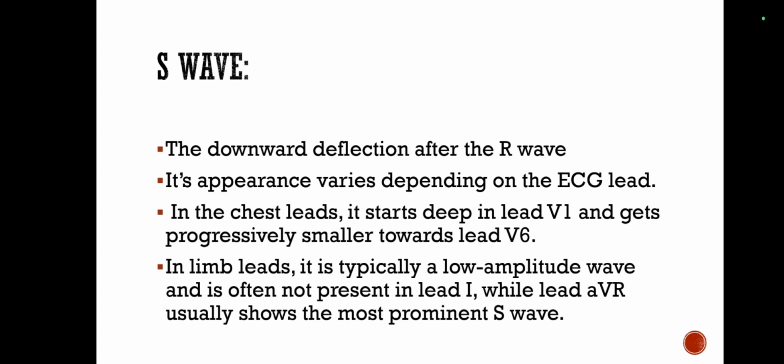The next one is the S wave. The downward deflection after the R wave is the S wave. Its appearance varies depending on the ECG leads. In the chest leads, it starts deep in lead V1 and gets progressively smaller towards lead V6. In limb leads, it is typically a low amplitude wave and is often not present in lead 1, while lead AVR usually shows the most prominent S wave.